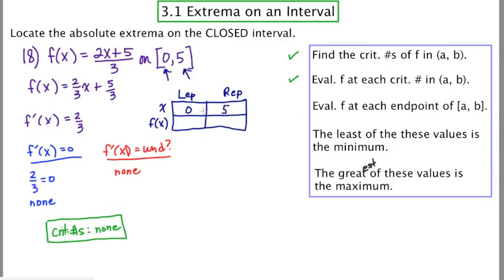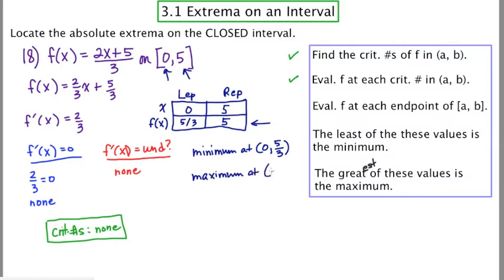Now, if you plug these values into the original, if you plug in 0, you end up getting 5/3. And if you plug in 5, you get 2 times 5, which is 10. 10 plus 5 is 15. 15/3 is 5. So we're focusing on the output, and the least is going to be the minimum, and the greatest is going to be the maximum. So we're going to have a minimum at (0, 5/3), and we're going to have a maximum at (5, 5).